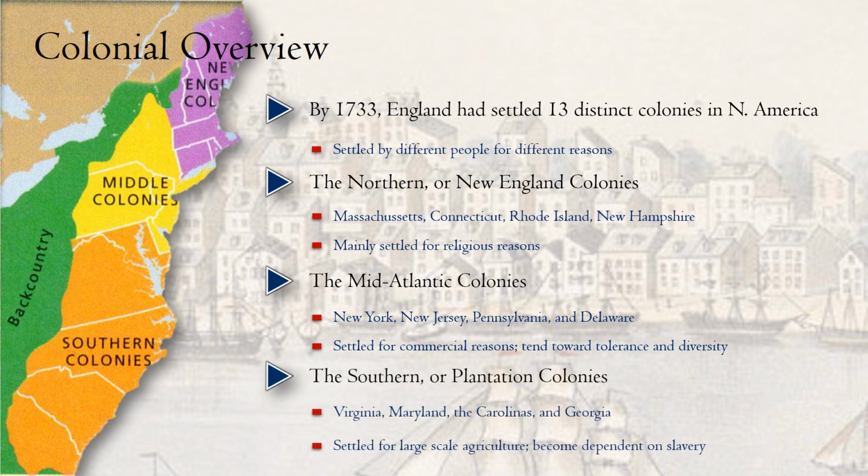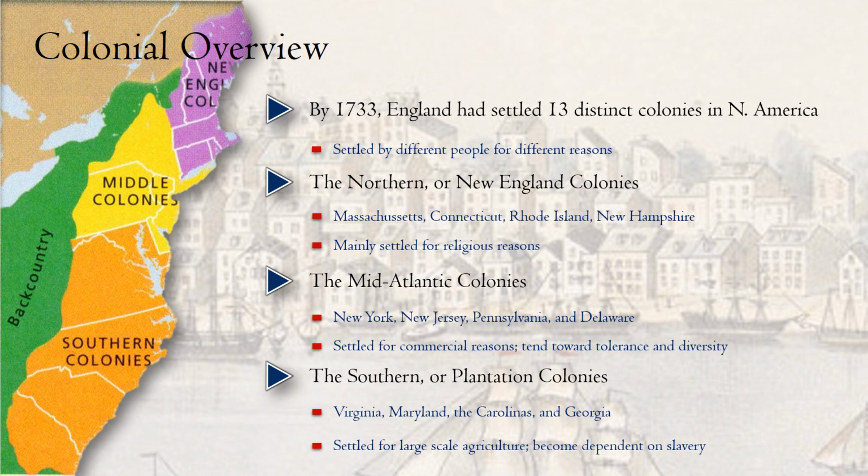Go further south, and we lose some of that tolerance and diversity. And we talk about the southern or the plantation colonies. Those would be Virginia, Maryland, the Carolinas, and Georgia. And these were settled for one reason only, for the most part: large scale agriculture. We're talking about cash crops, staple crops, crops that can be sold on the world market. At first, it's tobacco. And then we get into rice and indigo, and later on, cotton becomes the major cash crop that they're going to export.